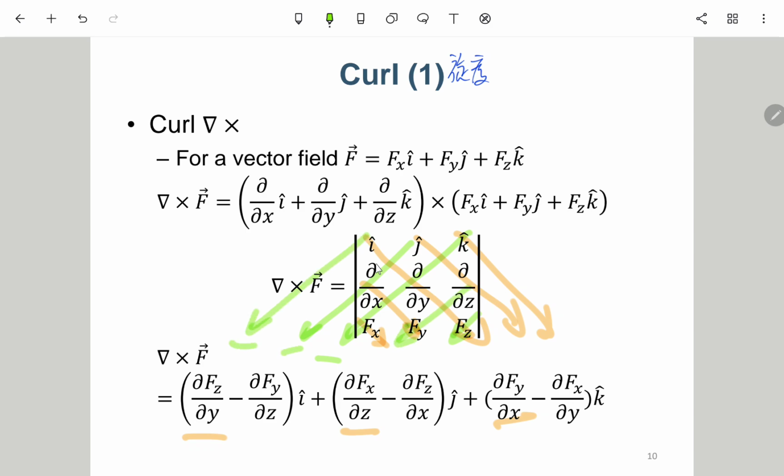all with negative sign. So the first one, i partial z, fy with a negative sign. So this one, and then j hat partial x, fz, and then with a negative sign goes to here. And then finally, k hat partial y, fx with a negative sign goes to here. Okay, so this is more or less the curl operator for a vector field in the Cartesian coordinate.